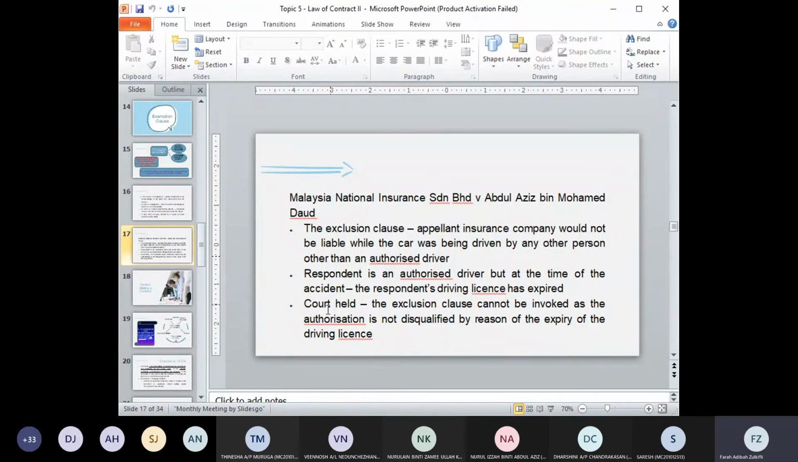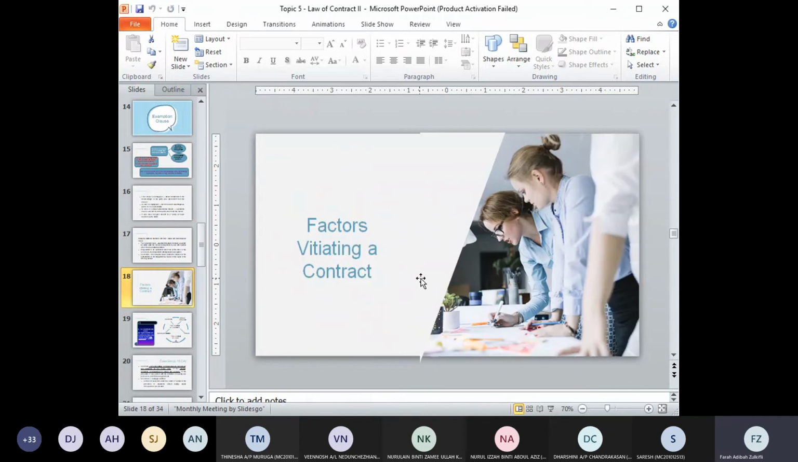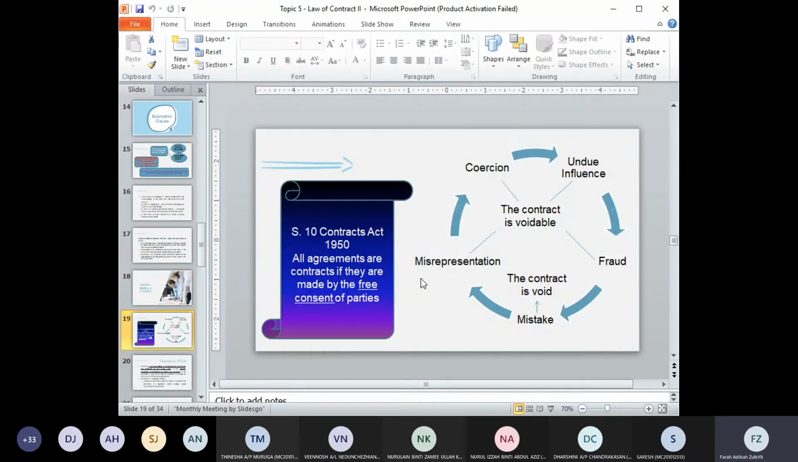So if there is no question, we'll go to the last part of the topic today, which is quite a long part, which is factors vitiating a contract. What is important is, like I said, one of the main requirements under the law, which is under Section 10 of the Contracts Act 1950, that all agreements are contracts if they are made by the free consent of parties. So this subtopic concerns what are the situations where we can say that the party does not have free consent, when the party who entered into a contract does not consent to the contract. There are 5 situations where an agreement is said not to be made by free consent.